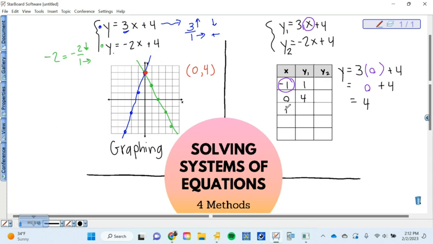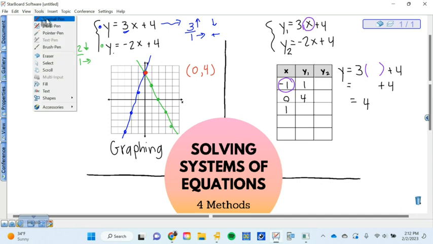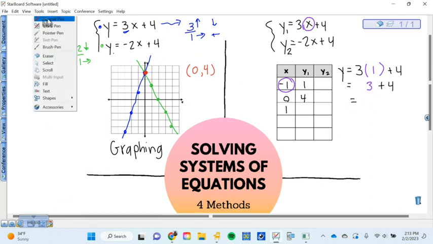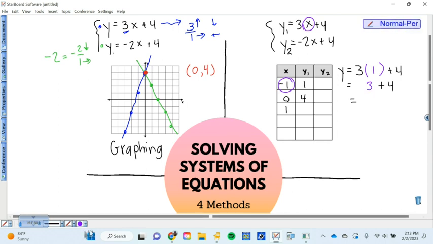And then same thing again, I'm going to plug in 1 for x. So if I plug in 1 for x, what do I get? What's 3 times 1? 3. And 3 plus 4 is? 7. Exactly. So when x is 1, y is 7. Okay?